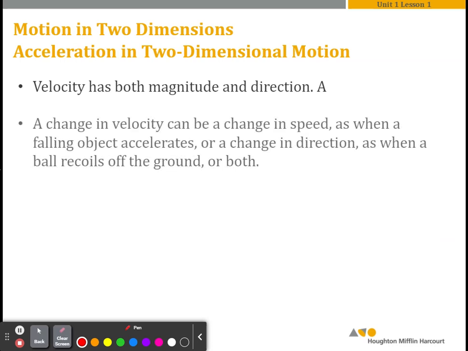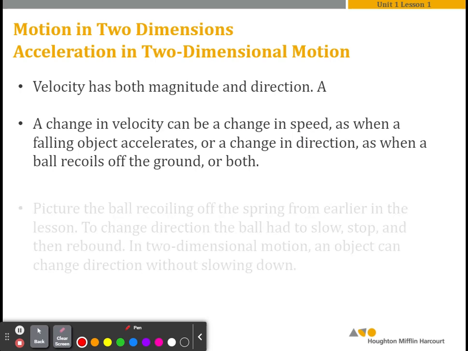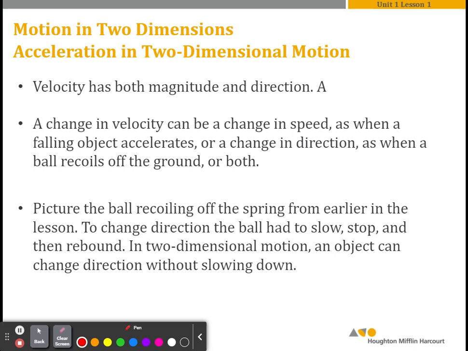Velocity has magnitude and direction. A change in velocity can be a change in speed, as when a falling object accelerates, or a change in direction, as when a ball recoils or bounces off the ground, or both. So velocity is a vector quantity. The velocity of an object changes when it either speeds up, slows down, or changes direction. This is called acceleration. We learned that in the last lesson.